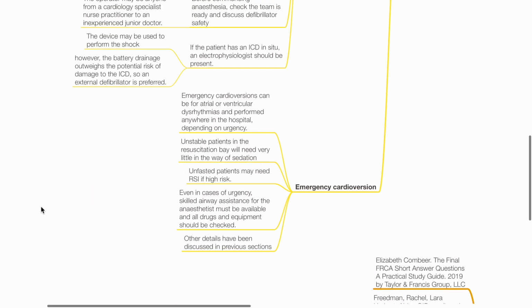Emergency cardioversion. Emergency cardioversions can be for atrial or ventricular arrhythmias and performed anywhere in the hospital depending on urgency. Unstable patients in resuscitation bay will need very little in the way of sedation. Unfasted patients may need RSI if high risk. Even in cases of high urgency, skilled airway assistance for anaesthetists must be available, and all drugs and equipment should be checked. Other details have been discussed in the previous section.